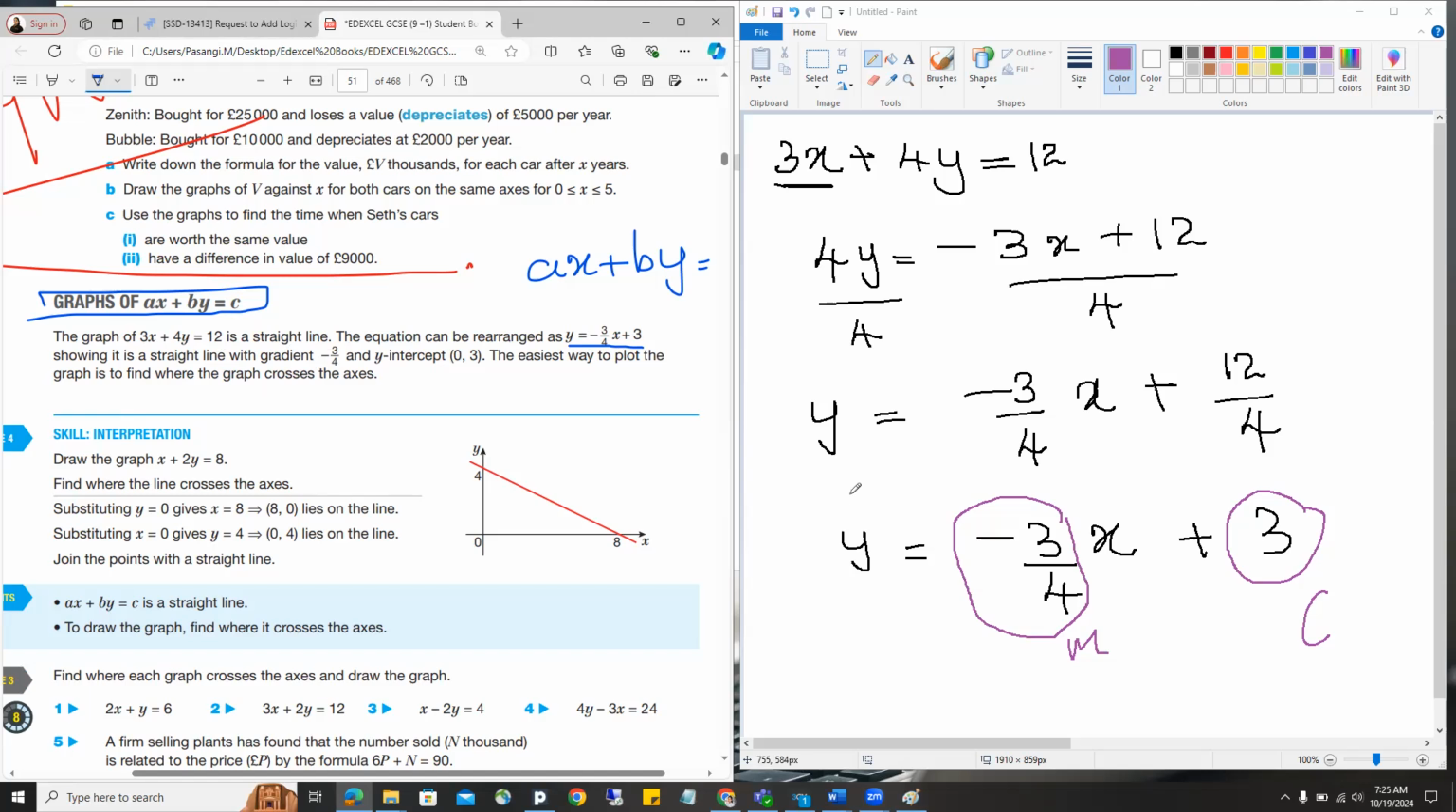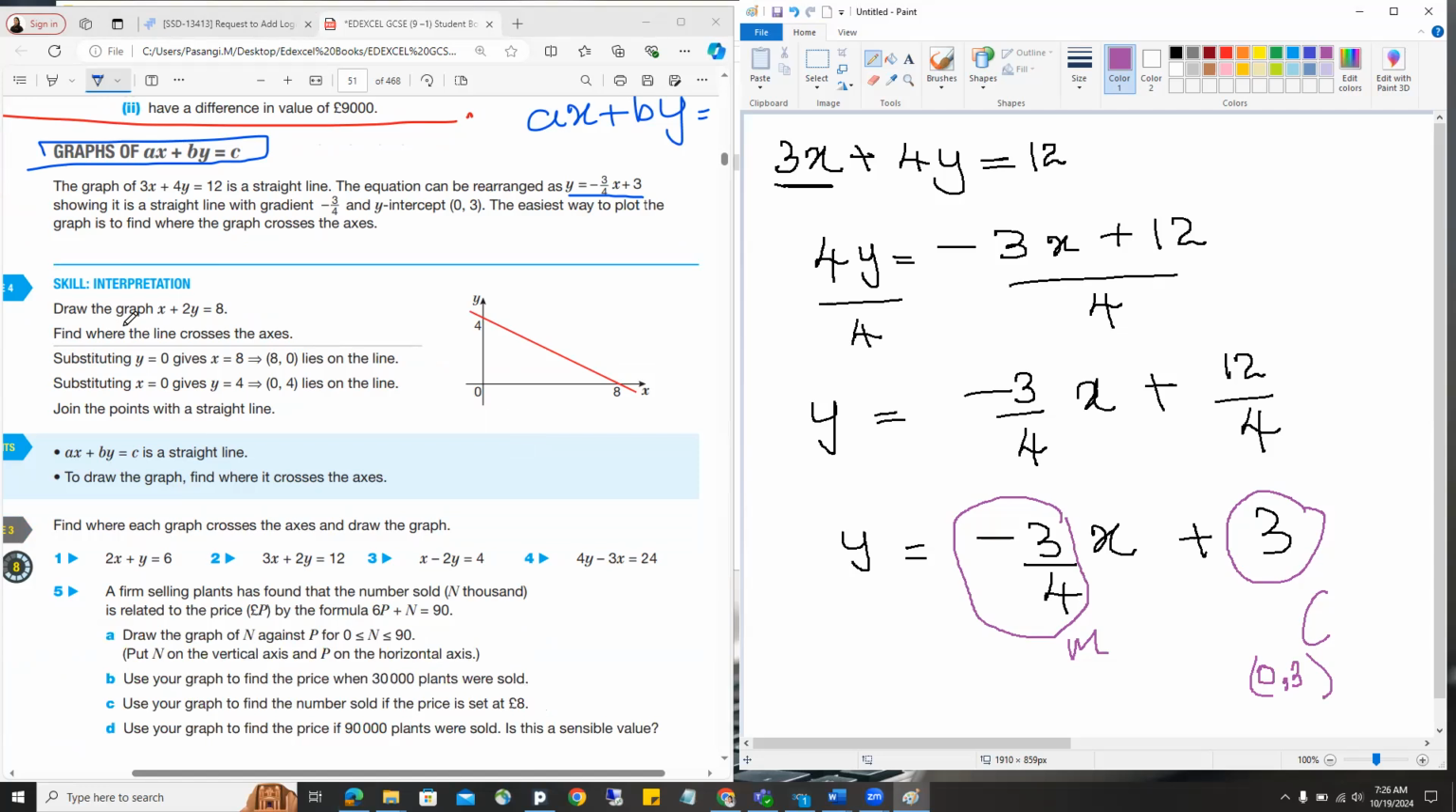So intercept is 3 means now what is the coordinate? Coordinate is 0, 3. The easiest way to plot the graph is to find where the graph crosses the axis. That's where the intercept is.